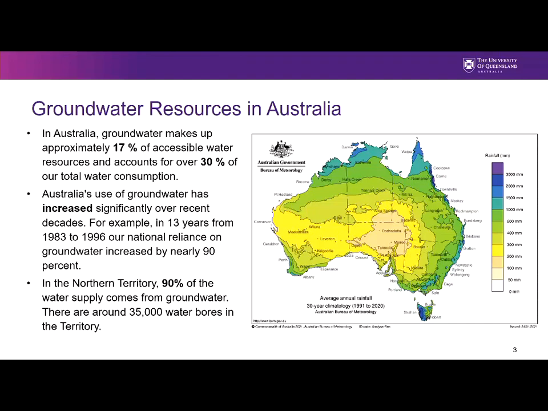That's how groundwater is being used in the central part of Australia. In the Northern Territory, as you can see, over 90% of the water supply comes from groundwater, and there are so many boreholes there. I'll discuss this in more detail, but these are the statistics.